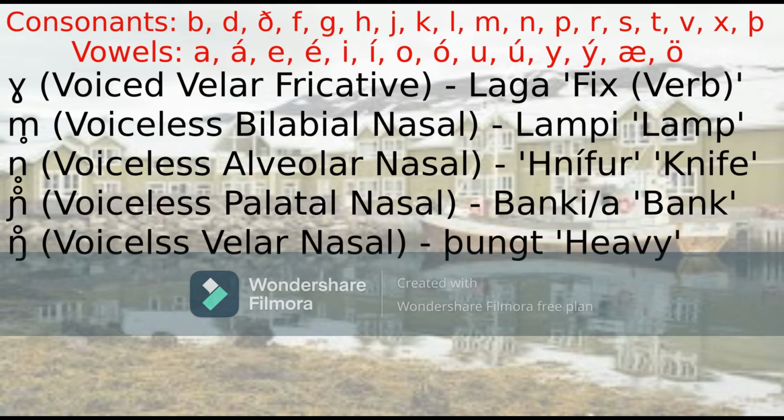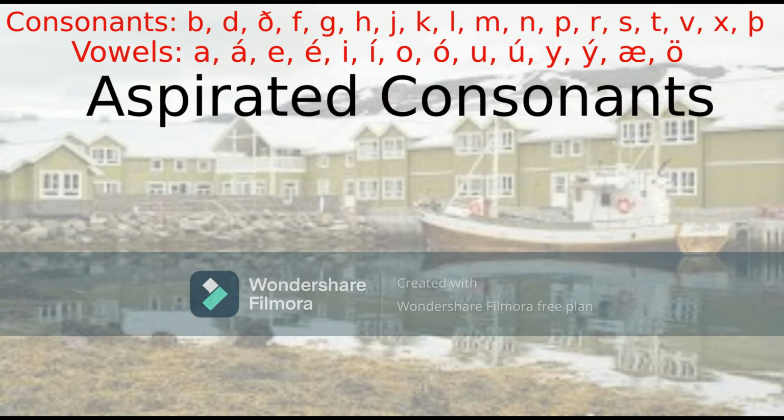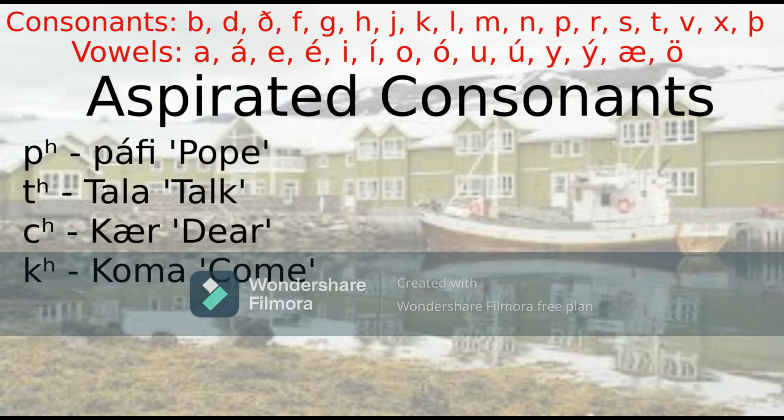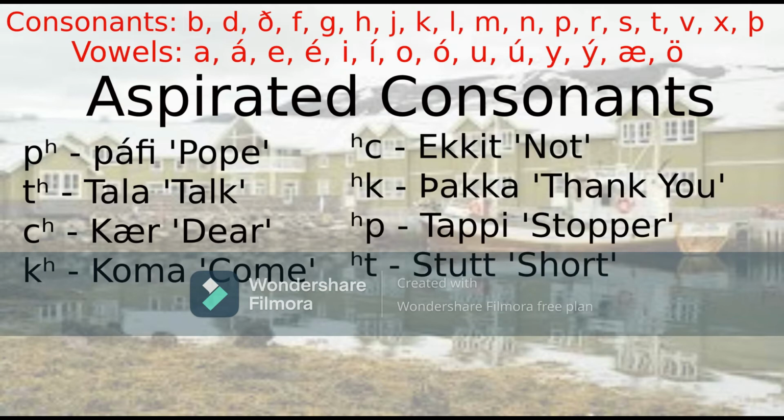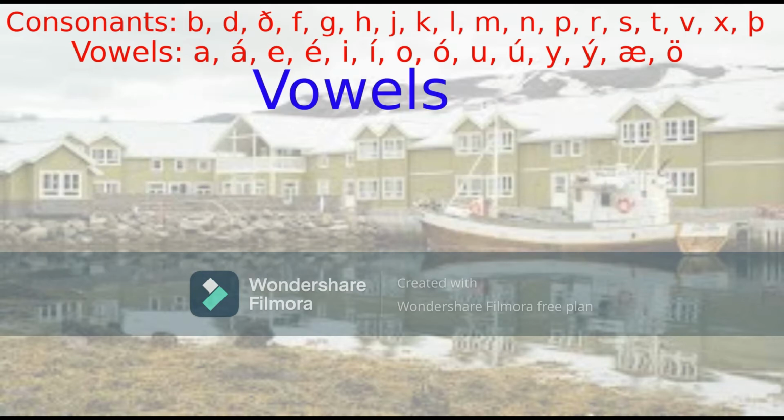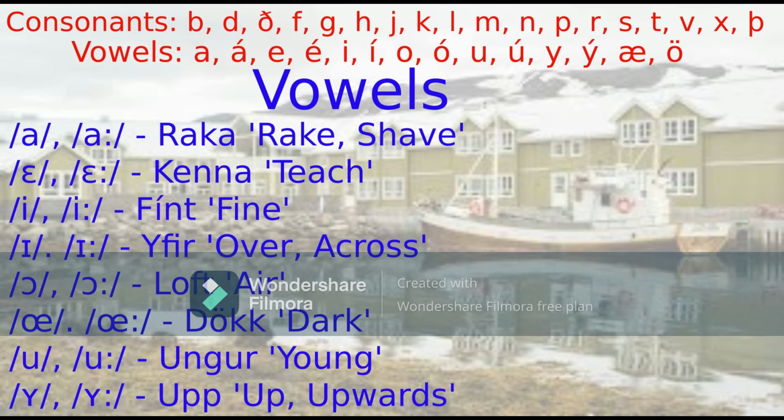A voiceless palatal nasal, banki, and a voiceless velar nasal, þungt. Another challenge might be aspirated consonants. These are consonants that have an aspirated sound like h that can either come before páfi, tala, kær, koma, or after the consonant: ekki, þakka, tappi, stutt. Vowels. Icelandic vowels can either be short or long.